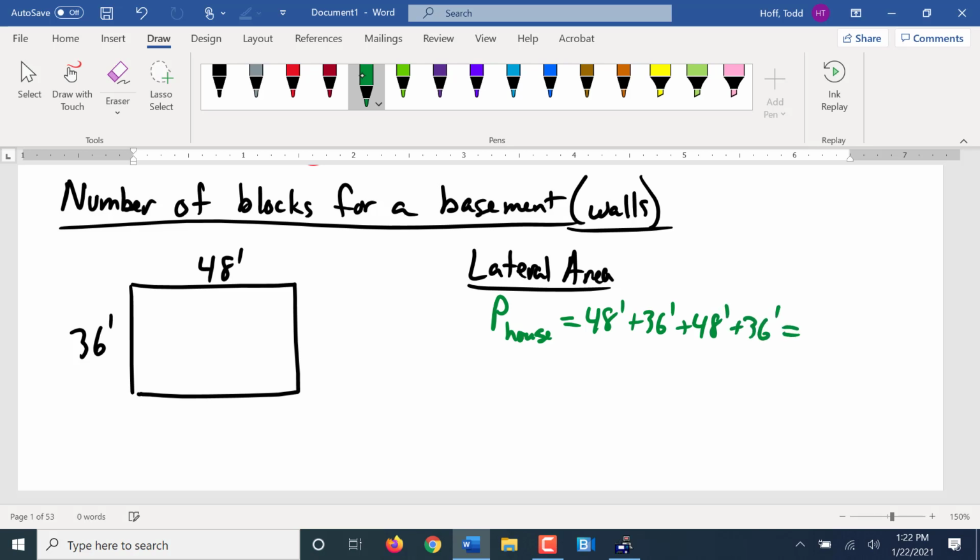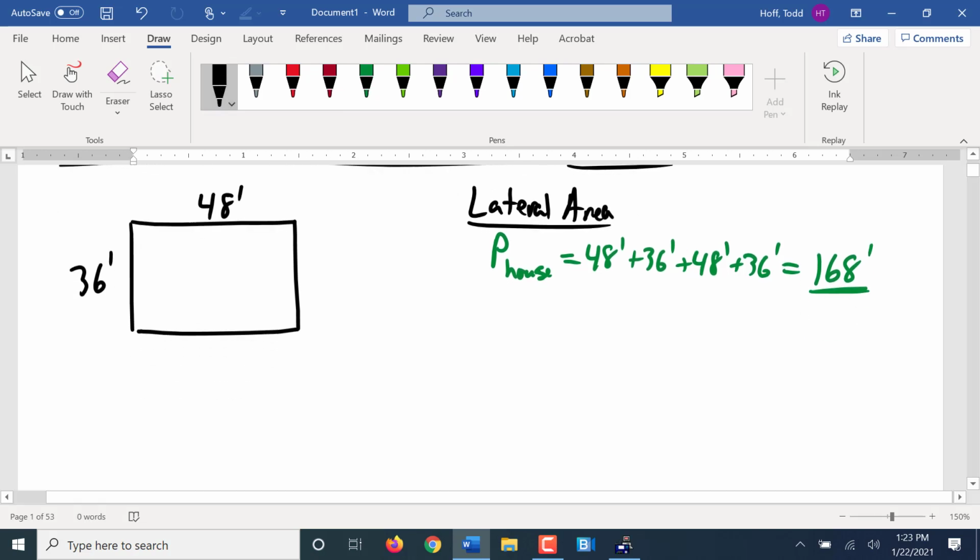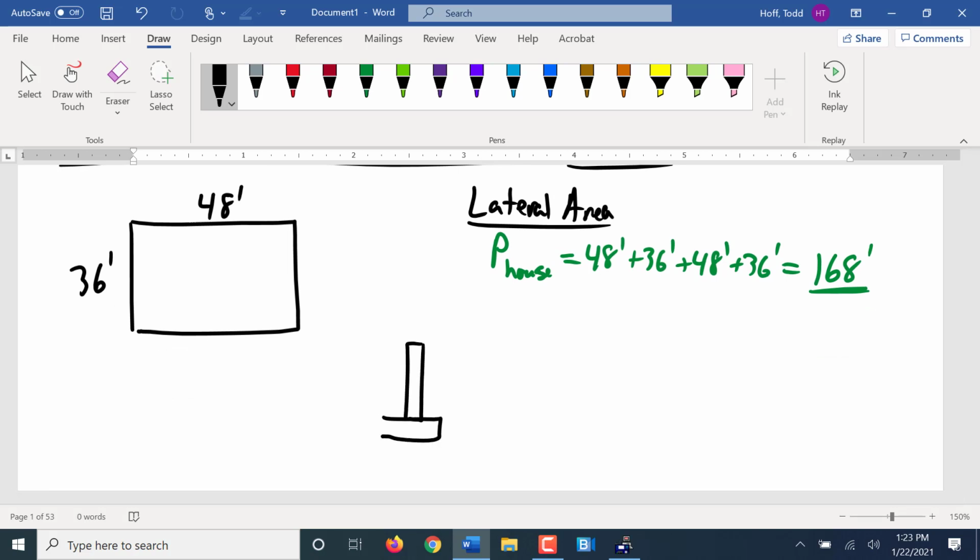If we add up all the sides, we get 168 feet. That's our perimeter. Now to do the lateral area, we need one more piece of information. Our wall height. I'm going to do 8 foot 8. That's one course more than 8 feet, so that when we put in our floor, we get at least our 8 foot of head clearance.